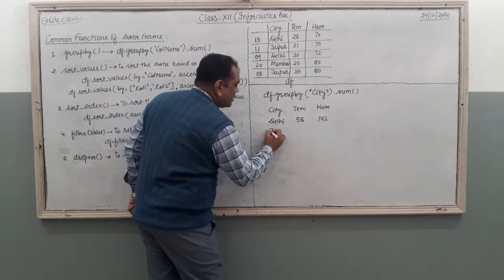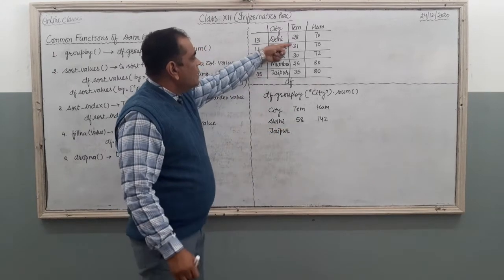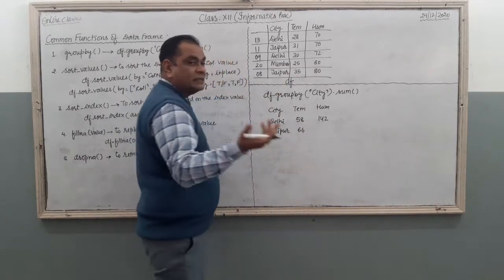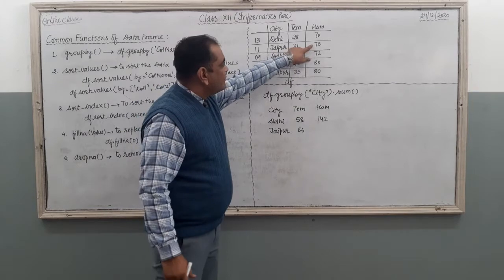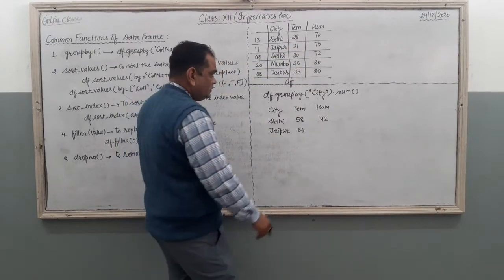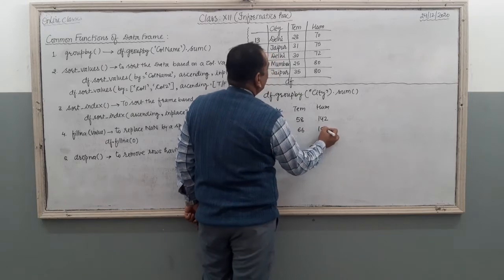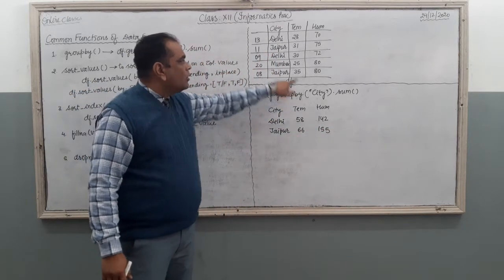Delhi. Then the next record comes, it is Jaipur. Jaipur, how many records are there? Just see 31, 35. Here 66 is there, counting is 66, addition is 66. It is there in the temperature block, and then 75 and 80, 155. It is there in the humidity block of this Jaipur city.